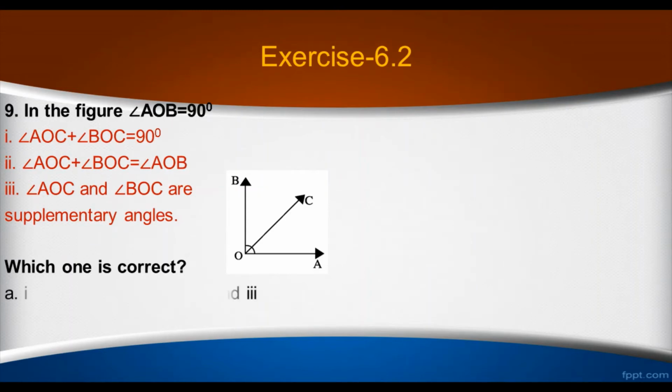Which one is correct? That means A, 1 and 2; B, 1 and 3; C, 2 and 3; D, 1, 2 and 3. So the correct answer will be 1 and 2. Let me show you the explanation.